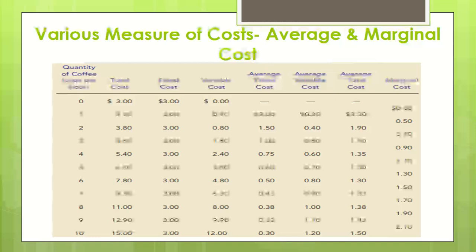Similarly, if the quantity of output is 2, here again the total cost is $3.80, which again comes from adding fixed cost and variable cost. That means $3 plus $0.80 of variable cost. So by adding both these costs, we get total cost equal to $3.80.